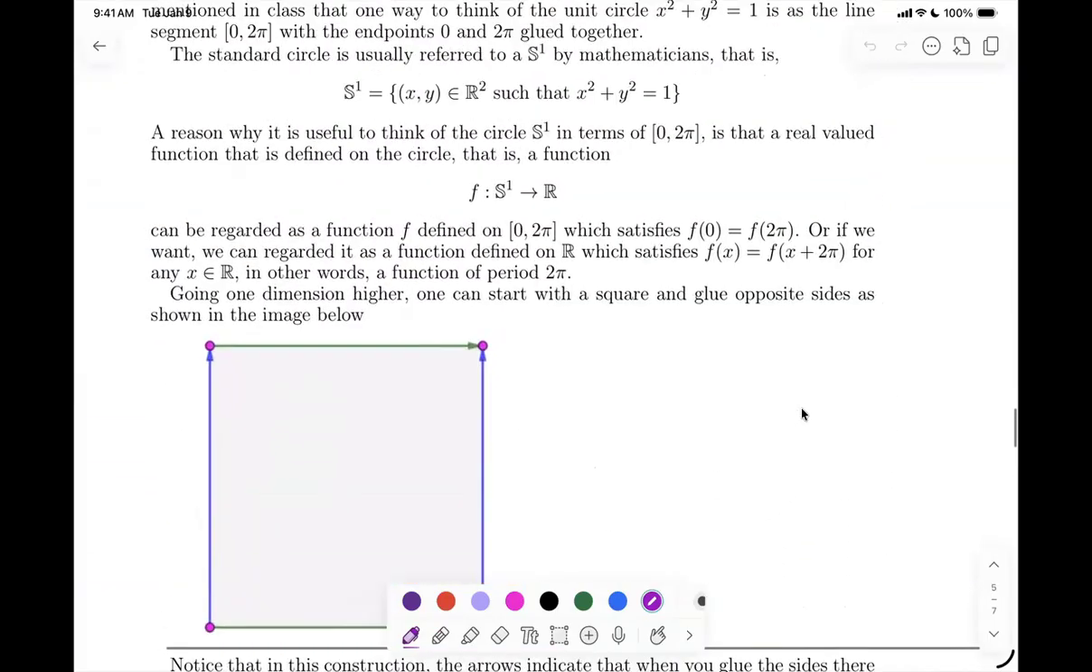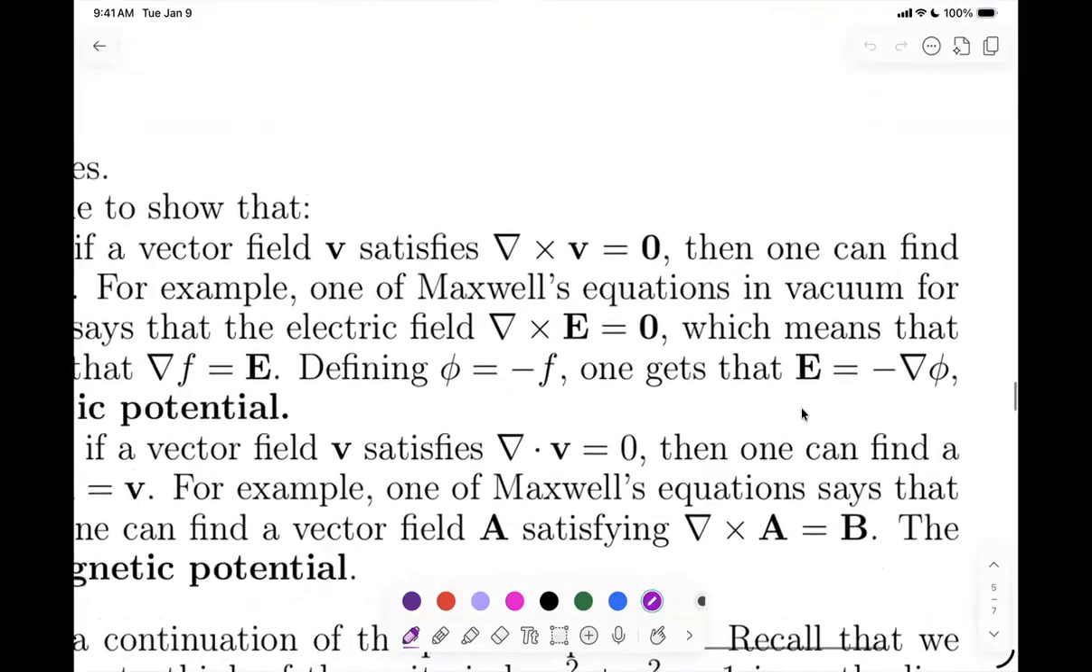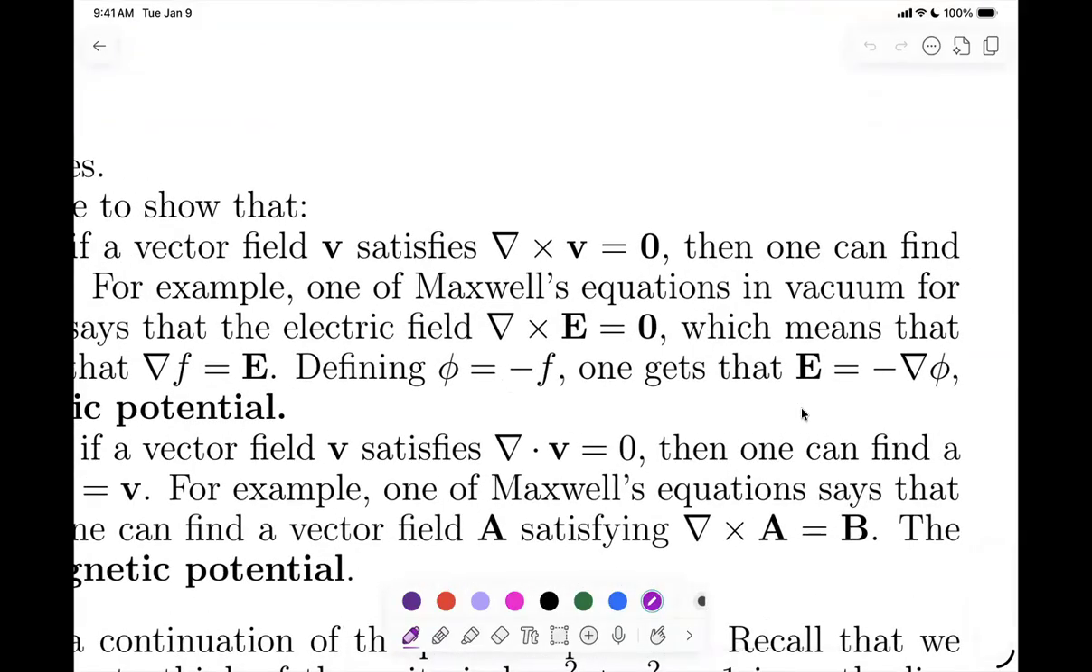In that case, where do I have Maxwell's equations written? Yeah. In that case, you could still have this version, that the curl of the electric field is zero, but that wouldn't allow you to conclude that there's an electric potential. That's kind of the idea. So the fields would behave differently.